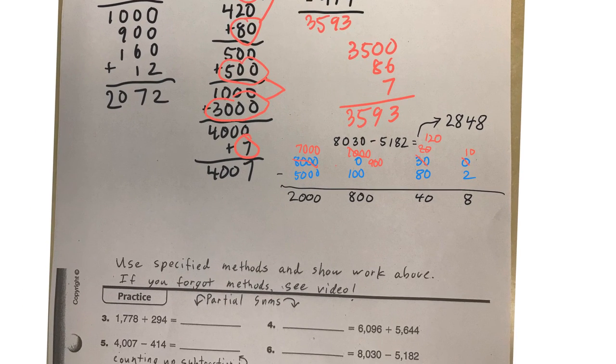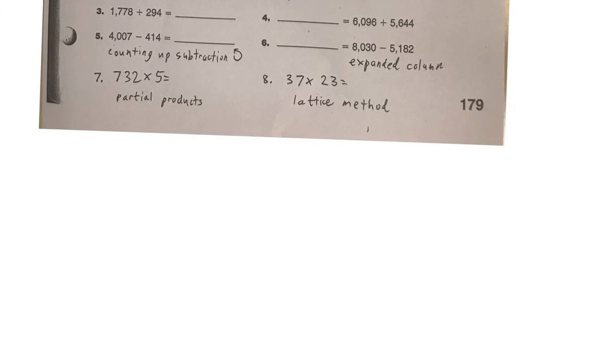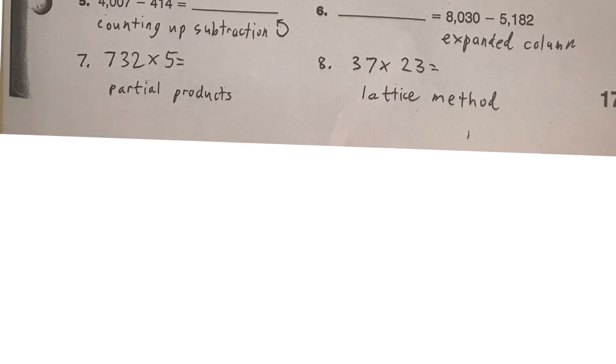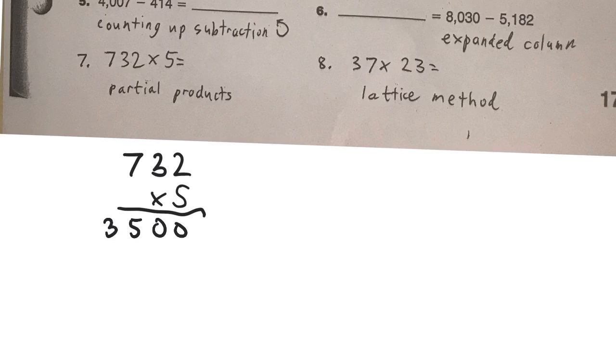And now why don't we do the multiplication at the bottom, and we'll do partial products in lattice method. Partial products is very similar to partial sums. We just go by place value. So I'll go by hundreds first. 5 times 700 is going to give me 3,500. And 5 times 30 would give me 150. 5 times 10 is 50. And then I can add those up for my final answer.